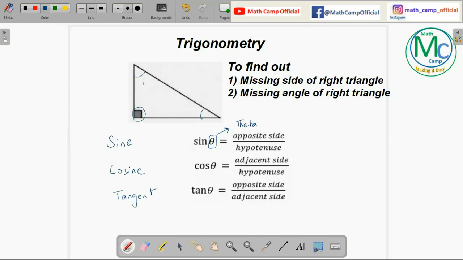Now let's suppose we have this theta. According to this theta, this side which is opposite to it will be called the opposite side, and this side which is next to it will be called the adjacent side, and the hypotenuse will always be the opposite side of the 90-degree angle. Keep in mind, the hypotenuse is always the opposite side of 90 degrees.